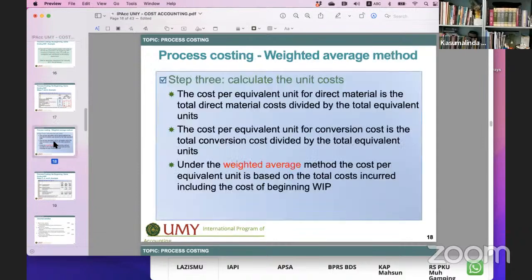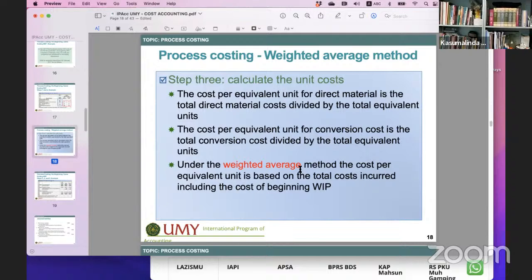Next is step 3. Previously we have done step 1 and step 2. Step 3 is to calculate the cost per equivalent unit for direct material and also for conversion costs. So how are we going to do that? By dividing the total direct material cost by the total equivalent units. The cost per equivalent unit for conversion cost is the total conversion cost divided by the total equivalent units.